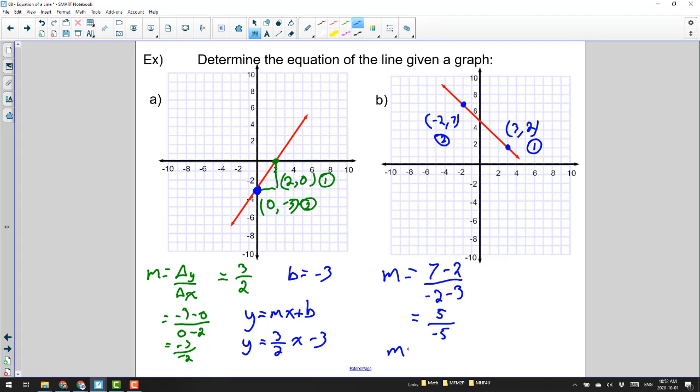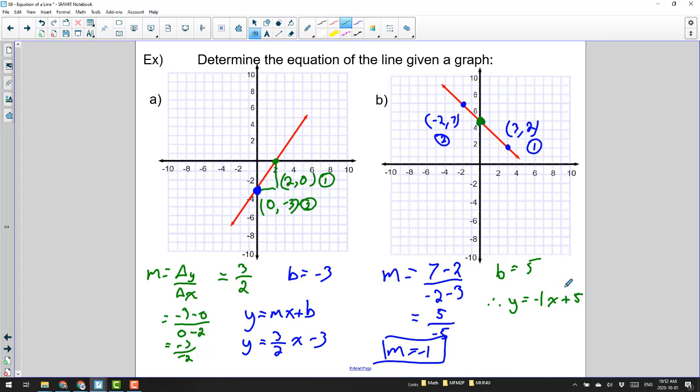So we can see our slope is -1. My b value is right here. Oh, I'll do that in a different color. There we go. You can see the b value is 5. So therefore, my equation of the line is y equals -1x plus 5.